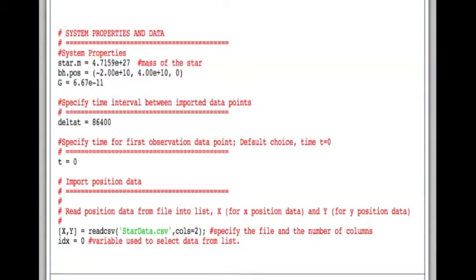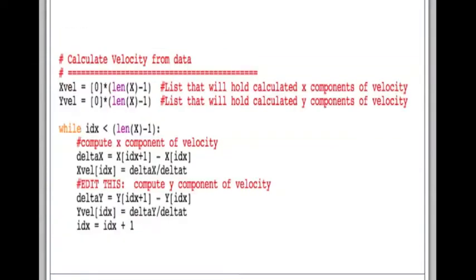My given star mass was 4.7159 times 10 to the 27th. The black hole position was a vector of negative 2 times 10 to the 10th, 4 times 10 to the 10th, and 0. And delta t is equal to 86,400 seconds. I put the gravitational force constant here as well, which is represented as big G. The last thing that we are given was the star's position, which was the stardata.csv file. The next part of the code was given to us. It calculates the velocity from the data that was given in the star data file.